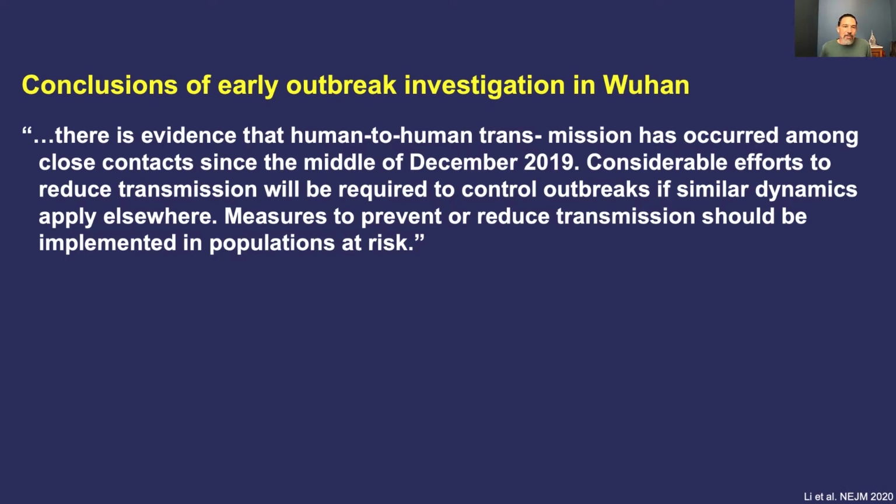And these investigators concluded from this early outbreak investigation that there's evidence that human-to-human transmission has occurred among close contacts since the middle of December 2019. Considerable efforts to reduce transmission will be required to control outbreaks if similar dynamics apply elsewhere. Measures to prevent or reduce transmission should be implemented in populations at risk.